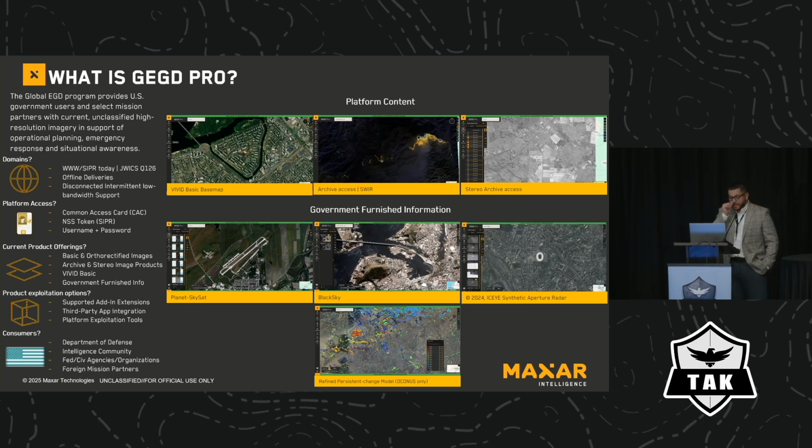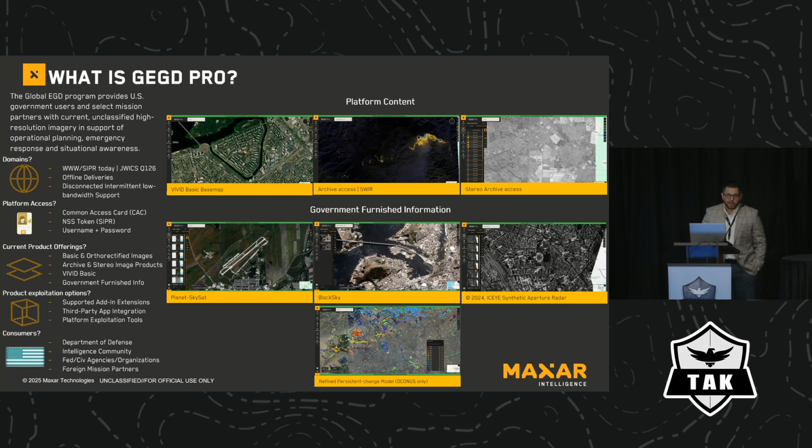We do host basic and orthorectified image products. Archive content in the stereo archive pairs, we already talked a little bit about that. And then again, that government furnished information. And then we also have, especially with the new platform, some add-ins that we have developed, and those are available within our user documentation that you can plug in and have those supported for those other third-party applications. Obviously here, talking about TAK, we'll walk through that demo here in just a moment. And then just some of the consumers that we have, of course, Department of Defense, Intelligence Community, FedCiv organizations, as well as foreign mission partners, being that the content is unclassified in nature.